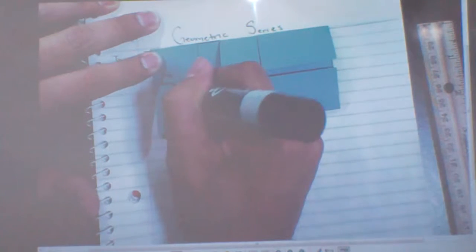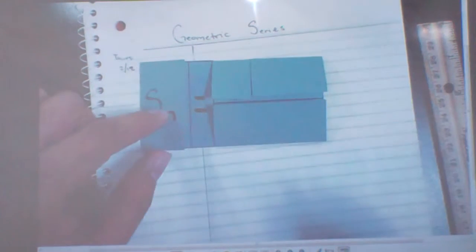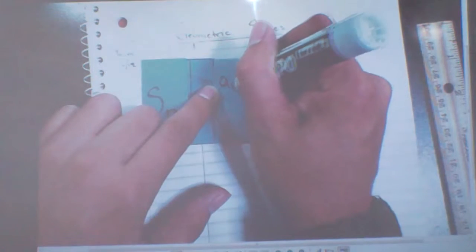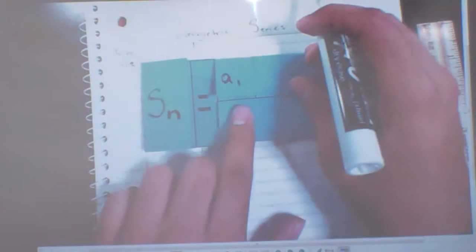All right. The equation is on the left-hand side. When we talk about series, it's always noted as the variable s. So this will be s sub n. Now this is going to be equal to a fraction. Everything on top will be the numerator, and the bottom is the denominator. In the top, we're going to have a sub 1, and we're going to multiply this.